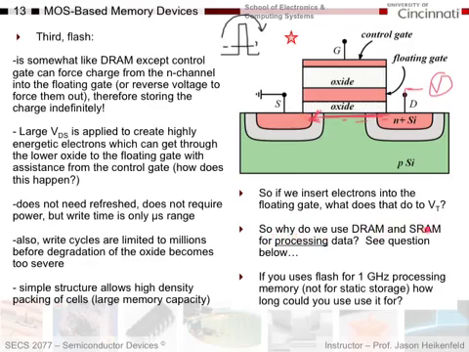So why do we use DRAM and SRAM for processing data, but we don't use flash if flash is so nice? Well, think about it this way. If you used flash for 1 gigahertz processing, how long would it last? How long would your flash microprocessor last? Well, if I could only write this thing millions of times before it degrades, and I'm running this thing at 1 gigahertz, which is 1 billion times per second, then that means that my flash microprocessor would last 1 millisecond before it burns out.